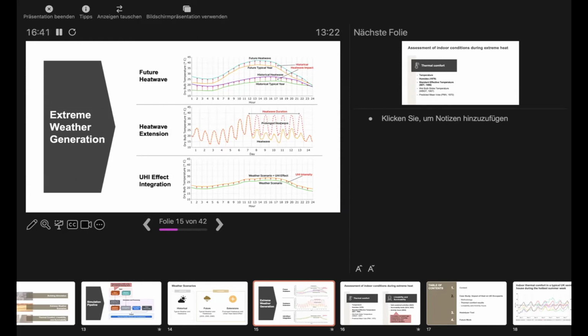So these are the weather scenarios we look at, and I also talked about my simulation pipeline before. The last thing about my methodology that I want to show is how we analyze the outputs, because that's very important for our overall results.